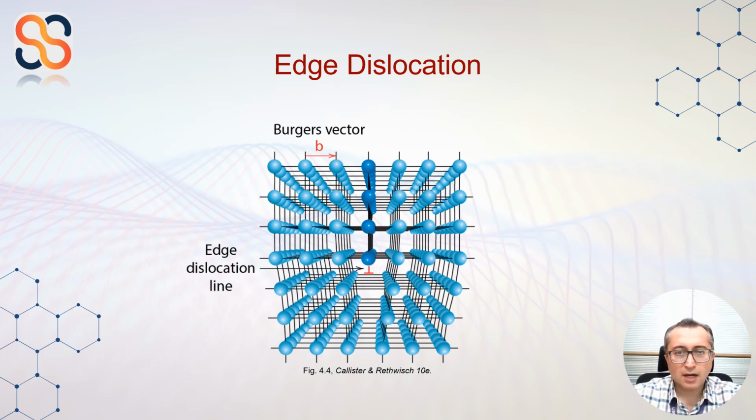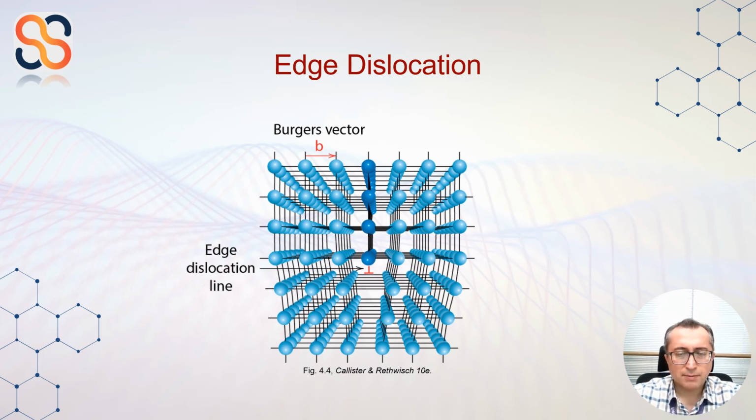Now let's talk about the Burgers vector, denoted as b. This vector indicates the magnitude and direction of the lattice distortion caused by that dislocation.